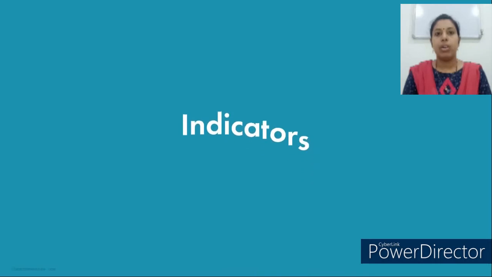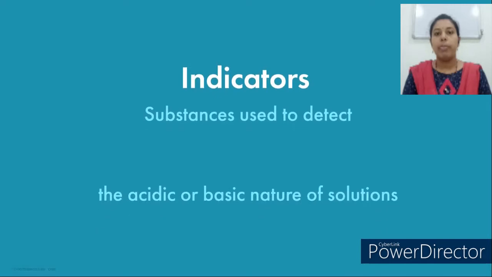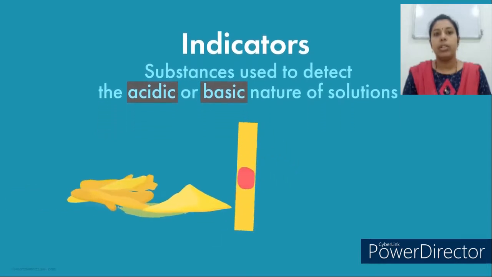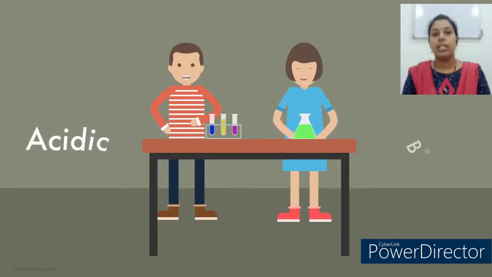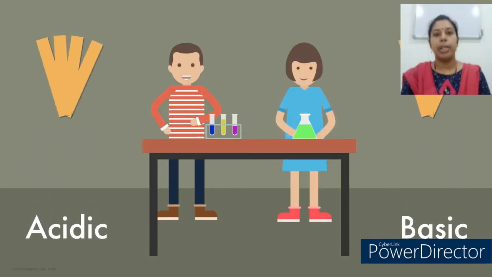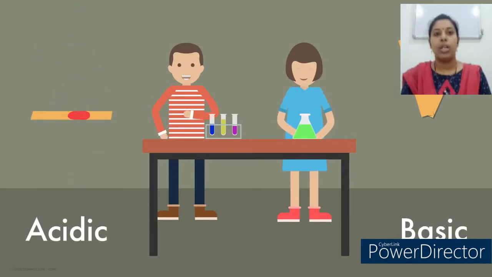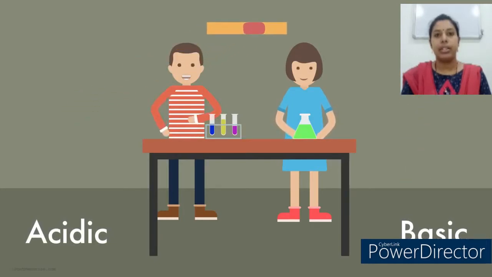One of the ways of finding out whether a substance is acidic or basic is to use something known as an acid-base indicator. Let's do an experiment to find out whether the given solutions are acidic or basic. Let's take a few yellow colored paper strips. Let's drop a few drops of solution on a strip and we can see the paper turning red.